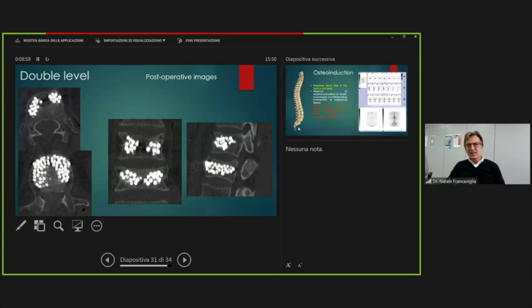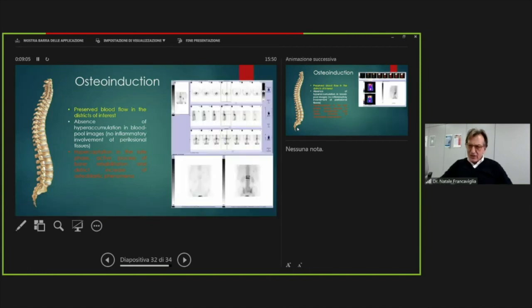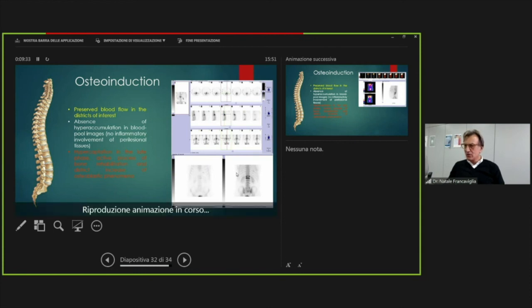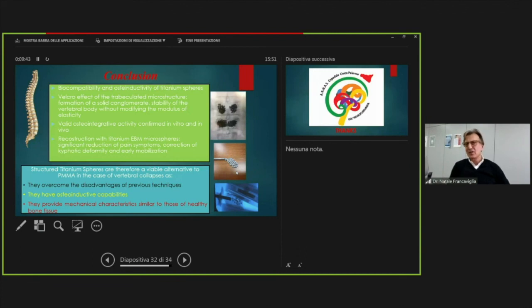This is also the CT after, and the question is how we can show that something happens inside the vertebral body. After 3 months, we started to perform the scan, and you can see that inside the vertebral body you have a special inflammation or a special activity. It means that the osteoblasts are inside and start to produce normal bone. This is again the scan.